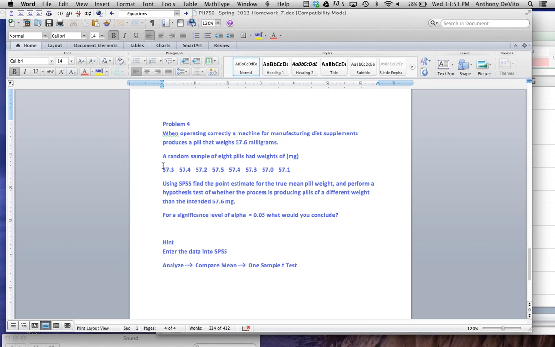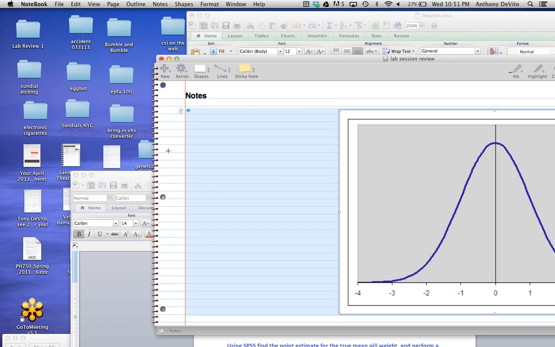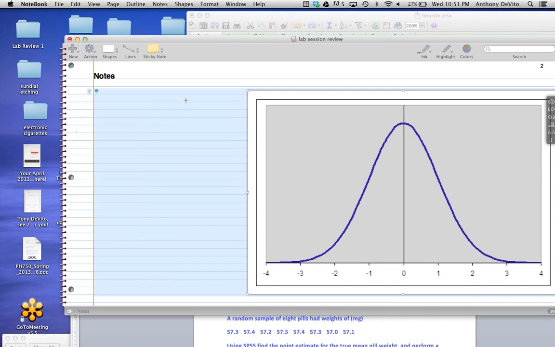Now we can use SPSS to do the same thing. Using SPSS, find the point estimate for the true mean pill weight and perform a hypothesis test of whether the process is producing pills of a different weight than the intended 57.6. Okay, so now let's talk about that. What is our hypothesis here? We need to discuss what our hypothesis is going to be.